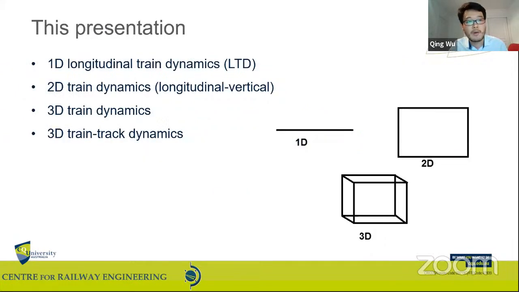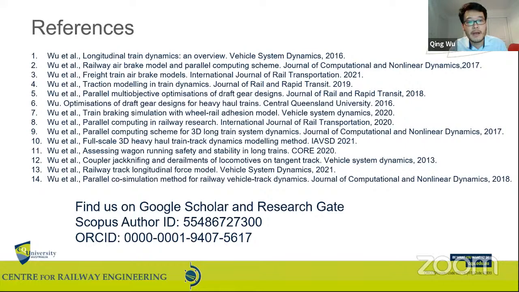In this presentation, I will start from 1D longitudinal train dynamics, which is the most profound train dynamics aspect. And then I will move to two-dimensional, then to three-dimensional, and also extend that to train-track dynamics. I list here a number of references. Most of the contents in this presentation come from our own work. If you're interested, you can go have a look at those references, and also find us on Google Scholar and ResearchGate.